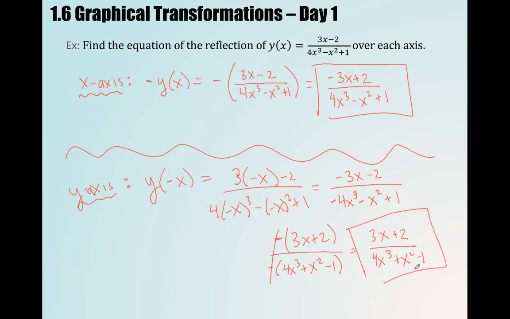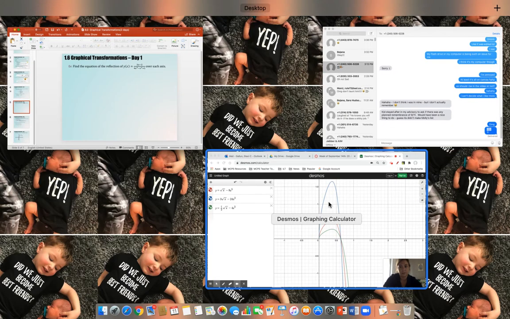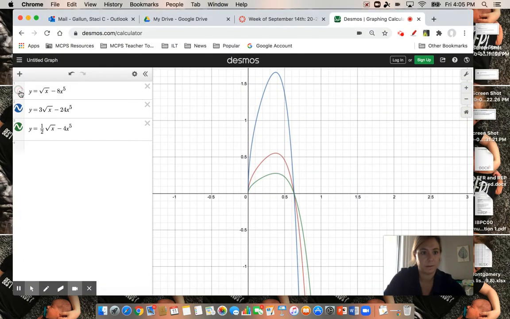I'm going to write that one down as well. Why don't we look at these? Let's look at the graphs. This is going to go away, but that's okay. Let's take a look at Desmos.